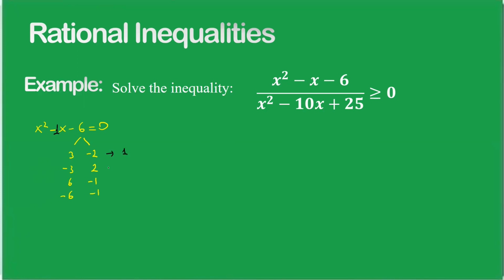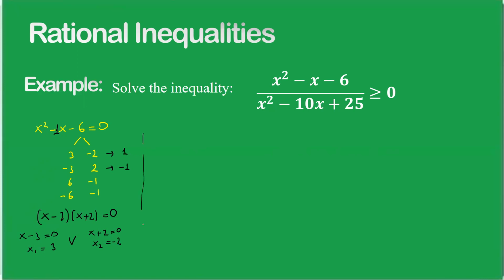What about the next one? Minus 3 plus 2 is minus 1, and this is the coefficient of x. So we can factorize this as x minus 3 times x plus 2 is equal to 0. Then x minus 3 is 0, so x1 is 3, or x plus 2 is 0, so x2 is minus 2.